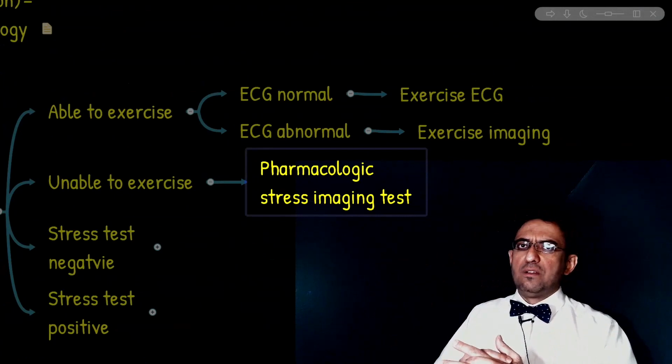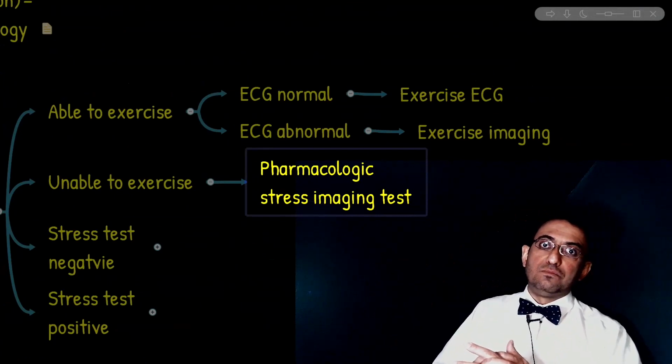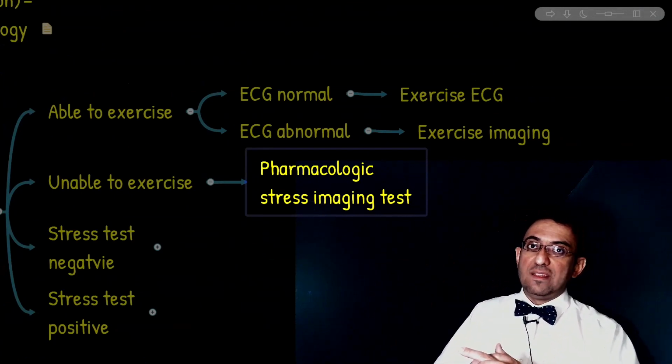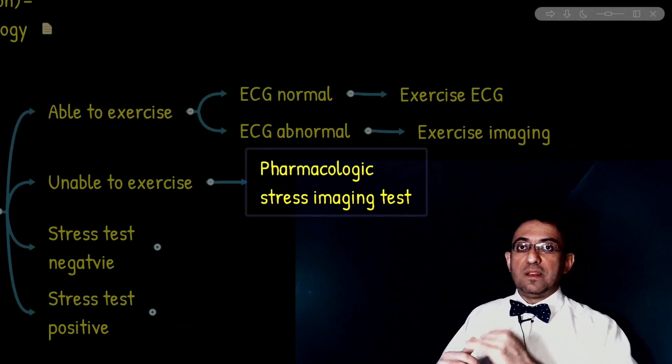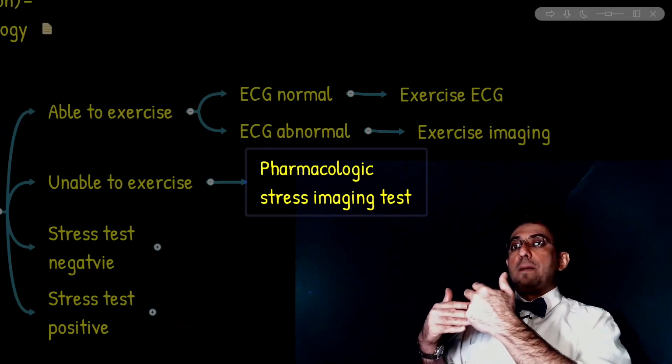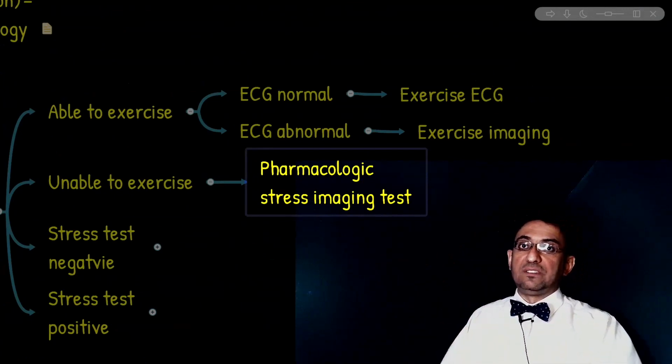You remember the high risk of syncope in patients with aortic stenosis when they exercise. So that's the reason we don't want to use exercise stress test or dobutamine, a positive inotrope, for the patients who have left ventricular outflow tract obstruction, hypertrophic cardiomyopathy, or aortic stenosis.